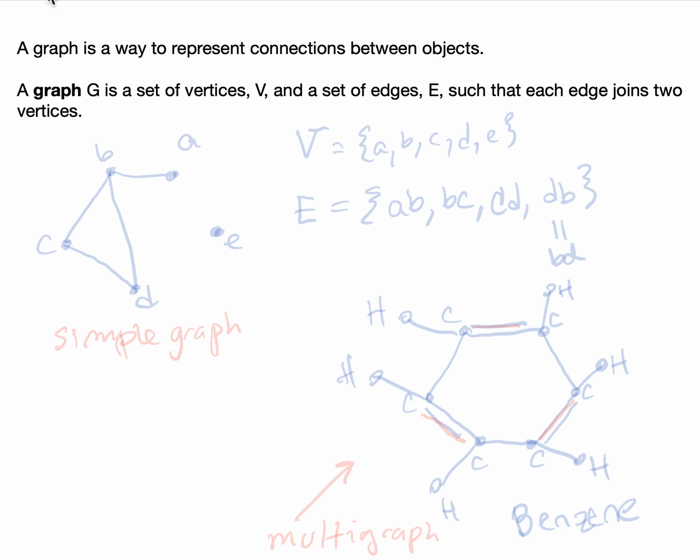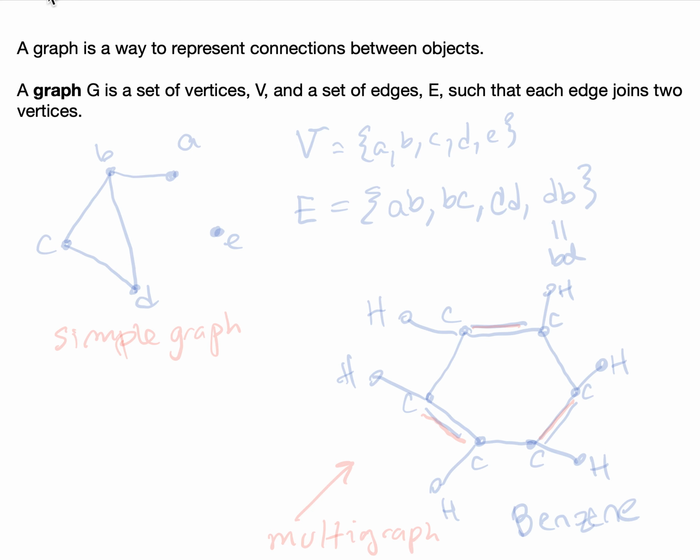A graph is a way to represent connections between objects. This is different from other types of graphs you've encountered in the past, like the graph of a function or graphs like histograms or pie charts. This is a different mathematical object, and so the definition of a graph is that a graph G is a set of vertices, V, and a set of edges, E, such that each edge joins two vertices.